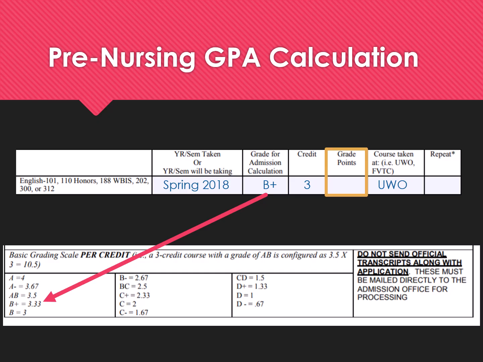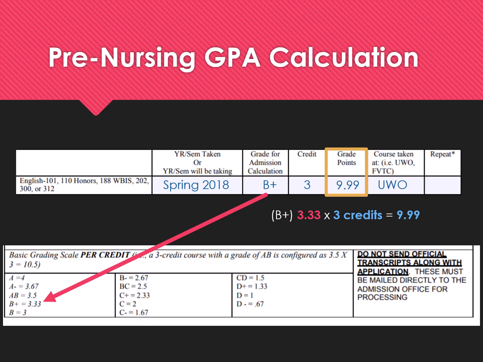You will need to take that 3.33 grade points and multiply it by the number of credits the course is worth, in this case 3 credits. Therefore, 3.33 grade points multiplied by 3 credits equals 9.99 total grade points earned for this college English course. Now you can write 9.99 into the grade points box.